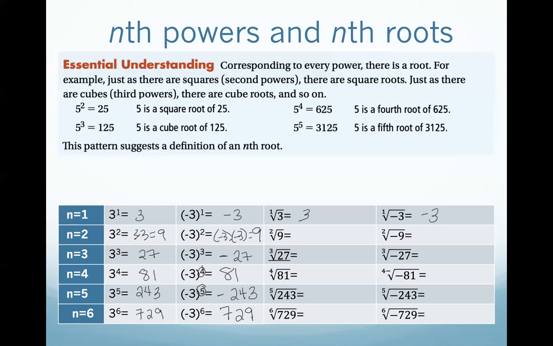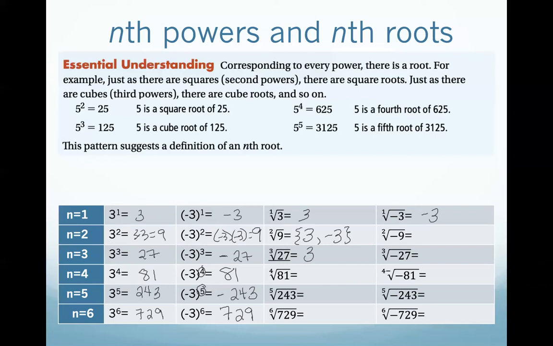The second root means I need two numbers that multiply together to get 9, two of the same number that multiply together to get 9. Now we know that 3 times 3 is 9, but we also just showed that -3 times -3 is 9. So we actually have two answers here. For 27, to get a +27, only 3 times itself 3 times. 3 cubed gave us 27.